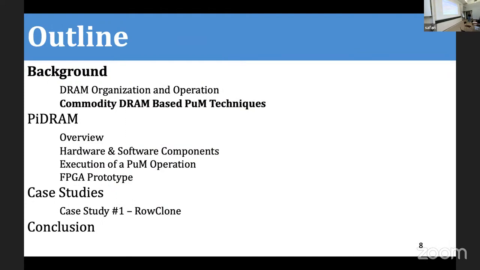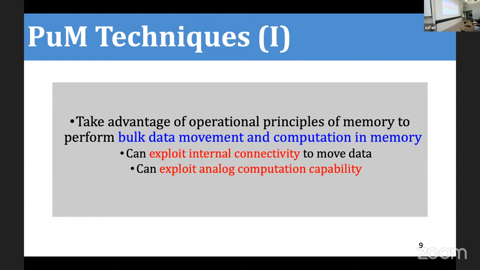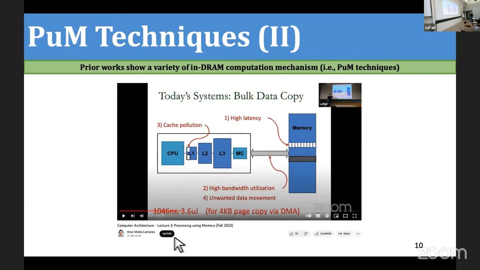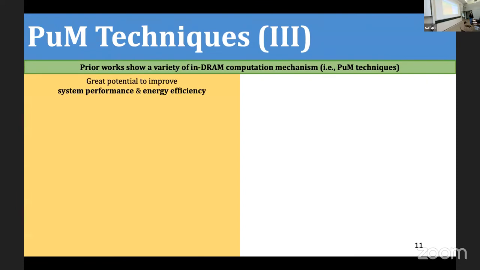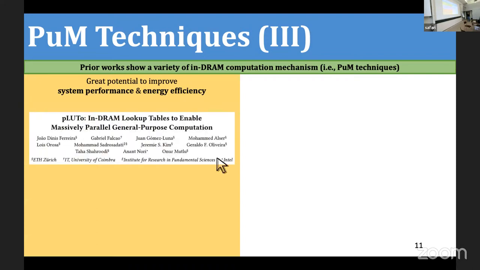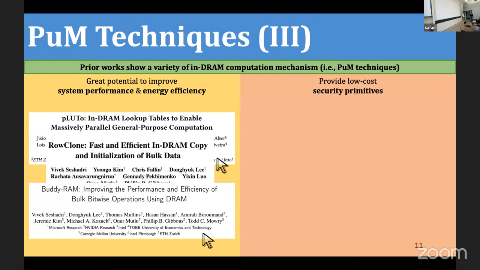And now let's move to PuM techniques. Basically, PuM techniques take advantage of the operational principles of memory to perform both data movement and computation in memory. They can exploit internal connectivity to move data, and can exploit analog computation capability. If you're interested, you can check this lecture on processing using memory. Now I show you some real works. We divide them into two categories. The first has great potential to improve system performance and energy efficiency, such as Pluto, RowClone, and PiDRAM. The second provides low-cost security primitives.